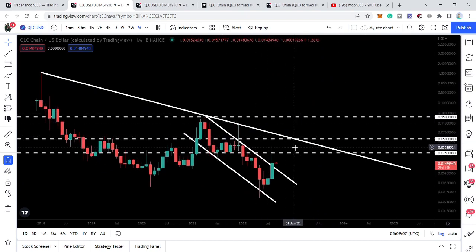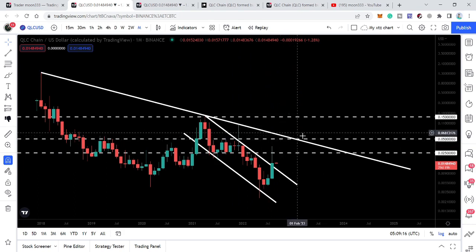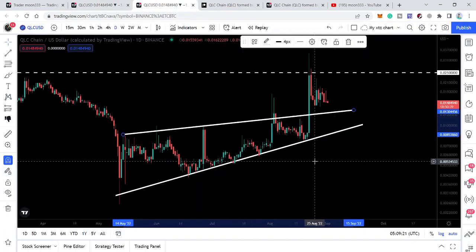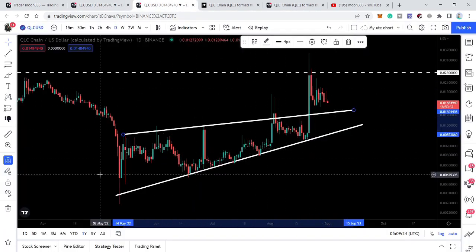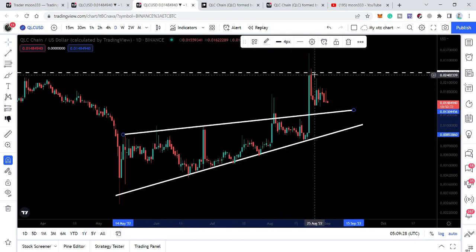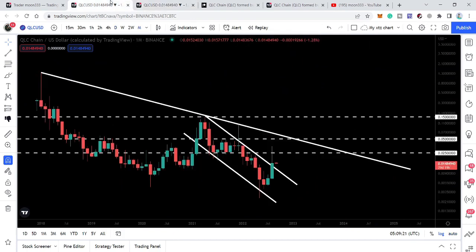And before that, we need to, by the way, break out this resistance first of 2.45 cents and this 5 cents resistance as well. And at the same time, we will be also breaking out this very long-term down trend line resistance as well. Now let's take a look at this daily time frame chart. Then here you can see that we have broken out this rising wedge pattern and rejected by this resistance of 2.5 cents that we were watching here as well.